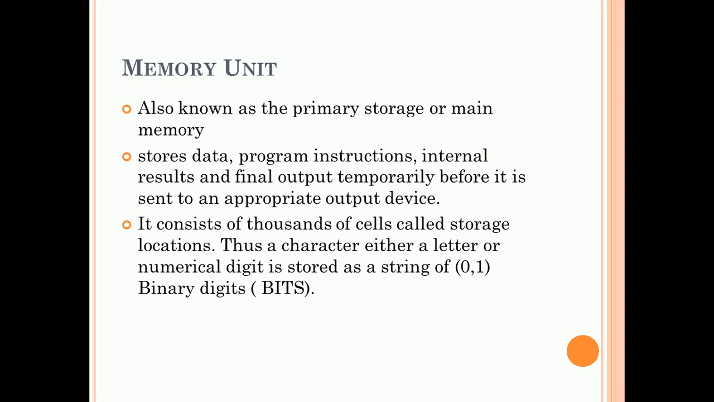These consist of thousands of cells called storage locations. A character, either a letter or a numerical digit, is stored as a string of 0s and 1s. It is a binary number. A number is also stored as a binary number in the memory unit. Suppose I type the letter A. It is stored in the memory as a binary number like 101011. It is not stored as A. This is the function of the memory unit.